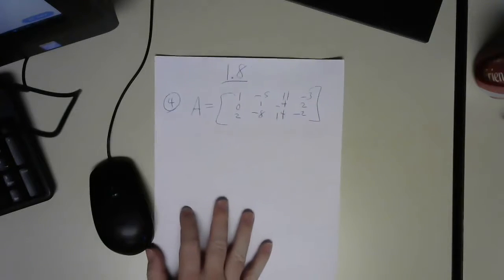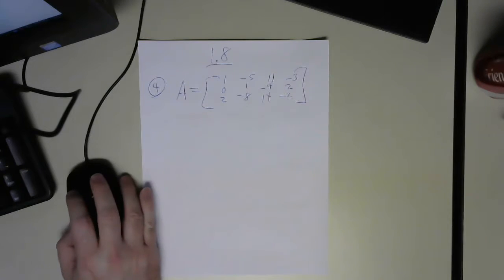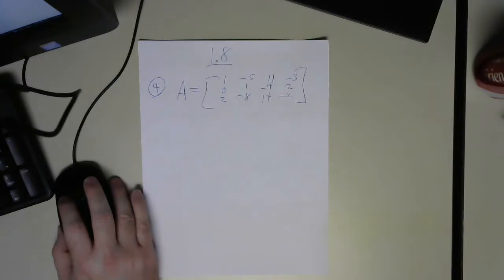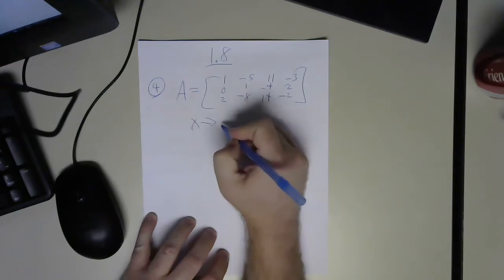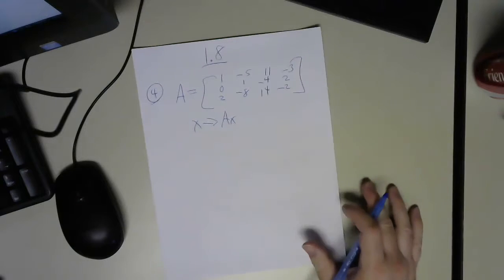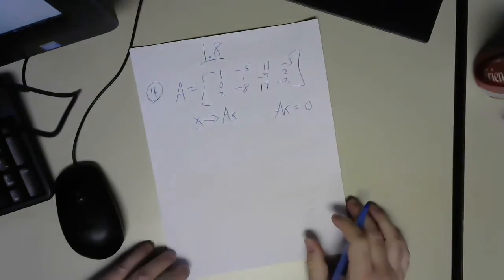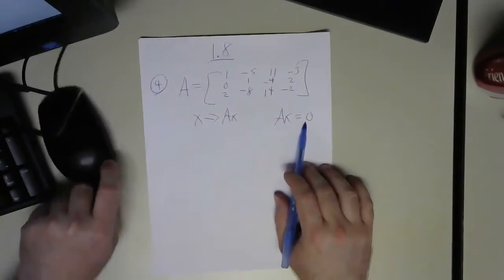Number 4 from section 1.8. Let's take a look at the instructions. Find all x in R4 that are mapped into the 0 vector by the transformation x into Ax for the given matrix A. Okay, so we want essentially Ax to be 0, because let's think of this as the 0 vector. Just imagine that it's bold-faced.